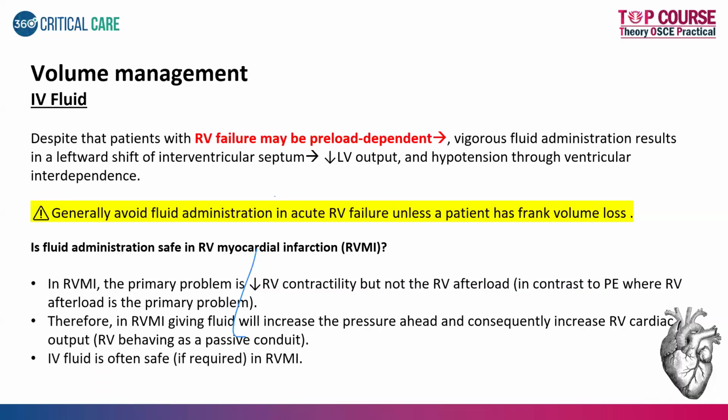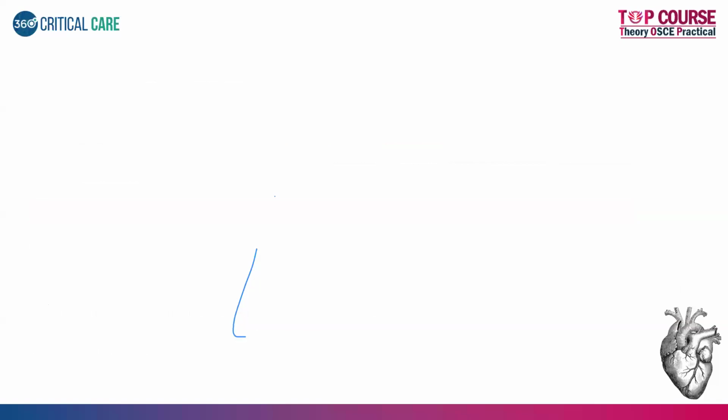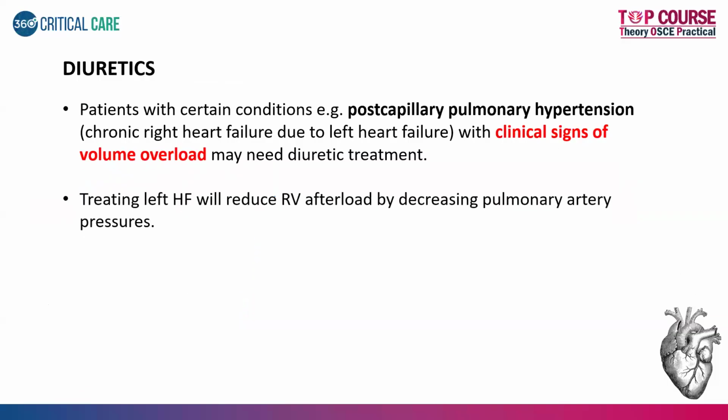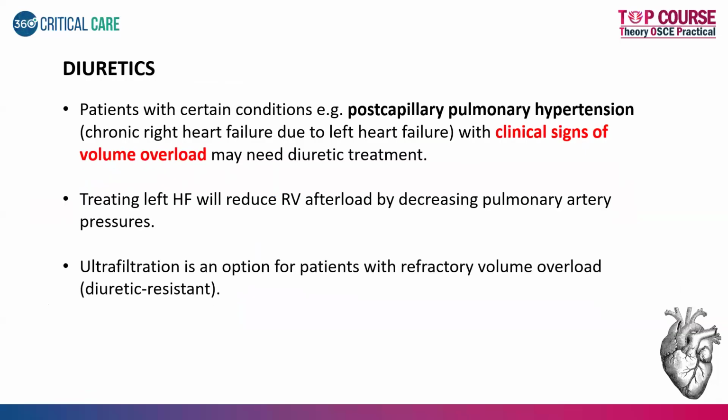So IV fluid is often safe if it is required in right ventricular myocardial infarction. So when do we use diuretics? Whenever we see left-sided pulmonary hypertension causing right-sided failure, probably volume overload is the issue. And if there are signs of volume overload, the patient can require diuretics. In pulmonary hypertension also, one of the treatments of choice is diuretics.